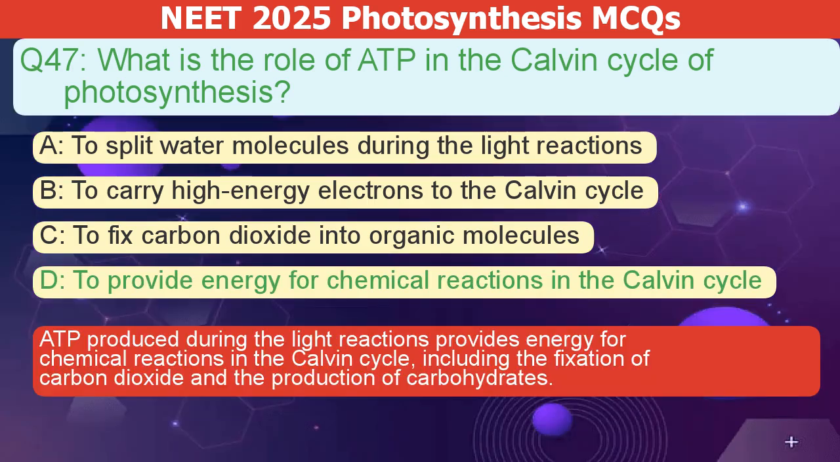The correct answer is D. ATP, produced during the light reactions, provides energy for chemical reactions in the Calvin cycle. These reactions include carbon dioxide fixation and carbohydrate production.